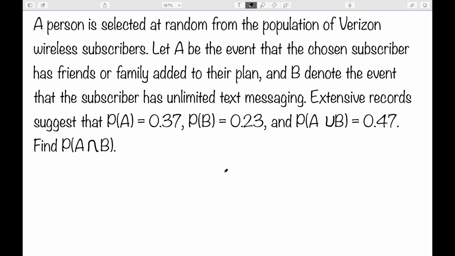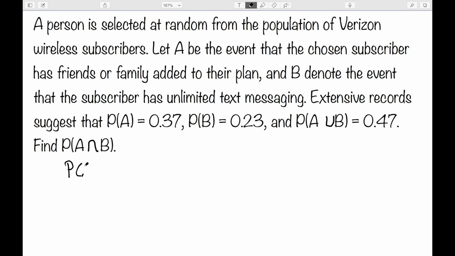Next, a person is selected at random from the population of Verizon wireless subscribers. We're going to let A be the event that the chosen subscriber has friends or family added to their plan, and B denote the event that the subscriber has unlimited text messaging. Extensive records suggest that the probability of A is 0.37, the probability of B is 0.23, and the probability of A union B is 0.47. I want to find the probability of A intersect B.